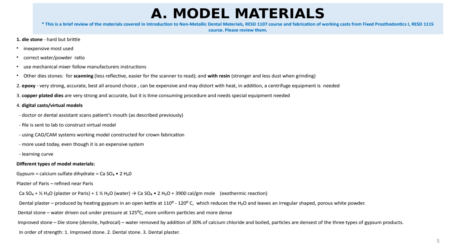There are different types of model materials. So we use gypsum, which is calcium sulfate dihydrate: plaster of Paris, dental plaster, dental stone. Dental stone is one of the most used materials in the lab, because we use it for everything. We use it for flasking the dentures, for pre-op models, and for ortho models. We can use this material for a lot of purposes. So it's very used in the lab.